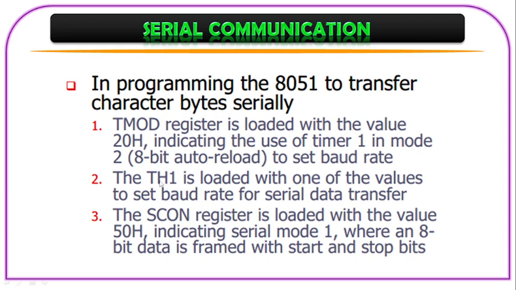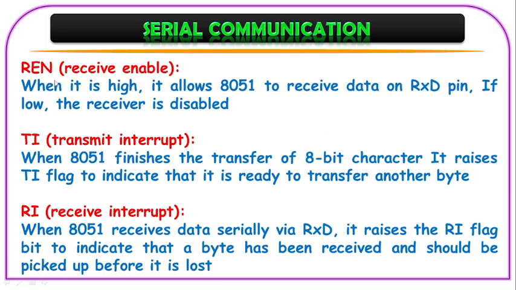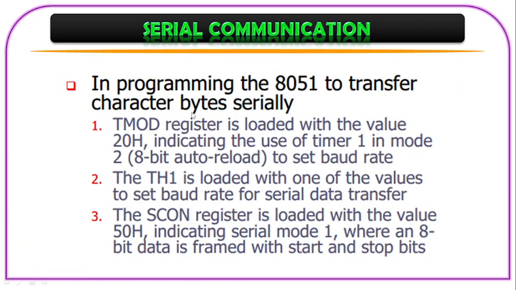Okay, so according to what is asked, you have to put that count into this. And then the SCON register is loaded with the value 50H, indicating it is in serial mode 1. Mode 1 is used by default, and you are enabling REN also. So it is 0101, which will be the control word for your serial communication control register.